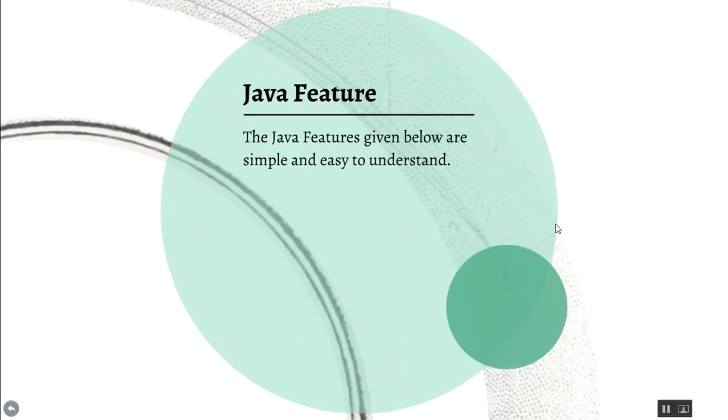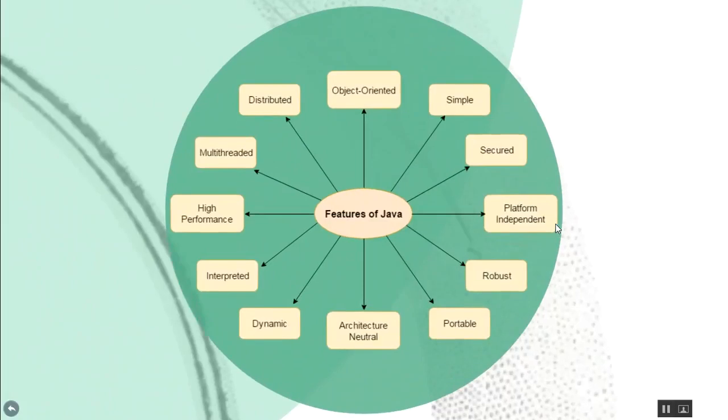Java features. Java has many features, which are also known as Java buzzwords. The features are like this: Java is simple, secured, object-oriented, distributed, multi-threaded, interpreted, portable, robust, etc. Let's go one by one.